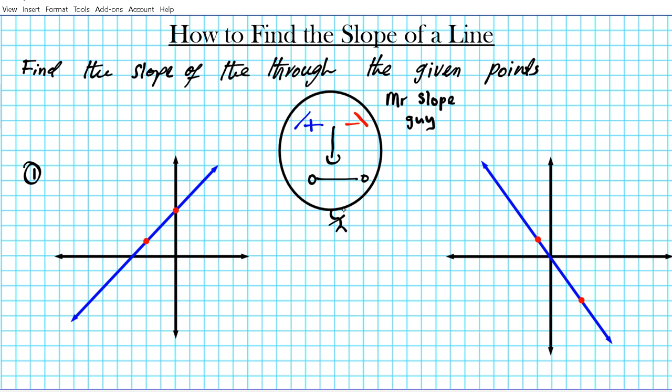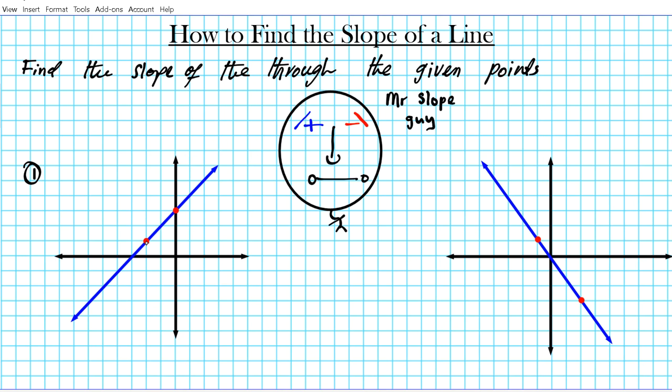If you just take a look at our site, you'll be able to see more detail on how to use Mr. Slope Guy. So let's just keep that in mind. All right, so if we take a look at number 1, you notice that the line is going up from left to right, which shows that the answer is going to be positive. Very important. So let's use our slope triangle to figure out what the slope of this line is.